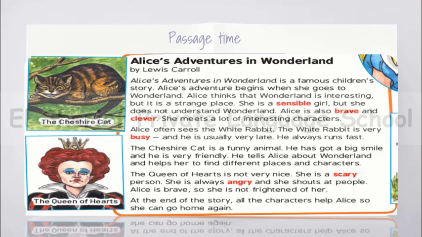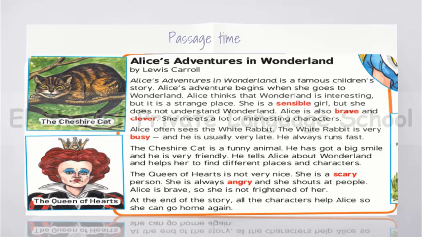Alice often sees the White Rabbit. The White Rabbit is very busy, and he is usually very late. He always runs fast. The Cheshire Cat is a funny animal. He has got a big smile and he is very friendly. He tells Alice about Wonderland and helps her to find different places and characters.